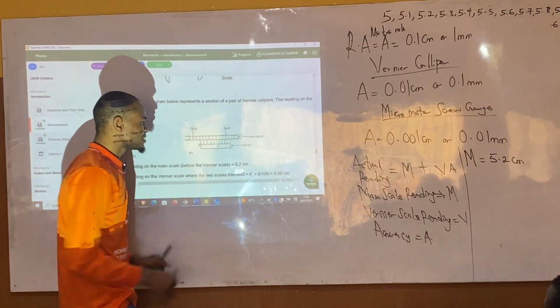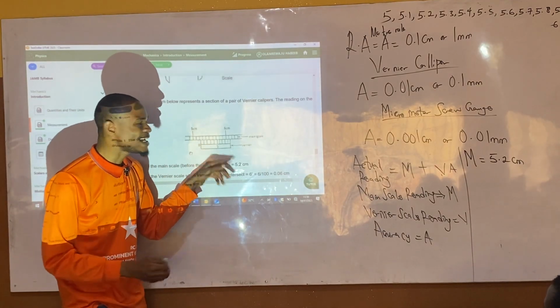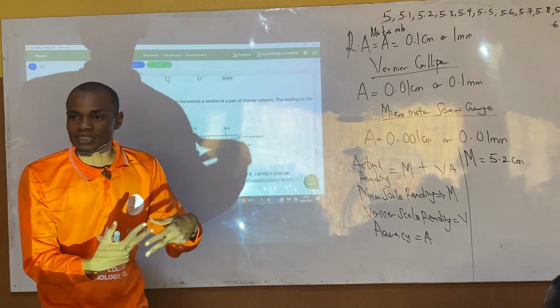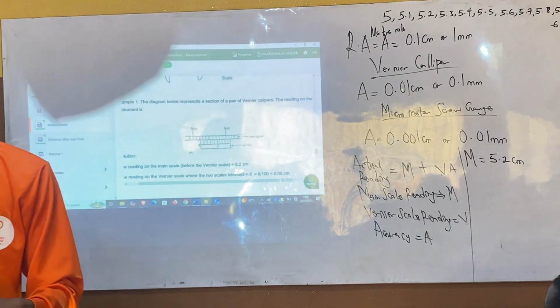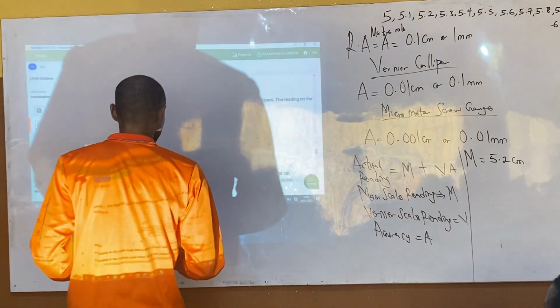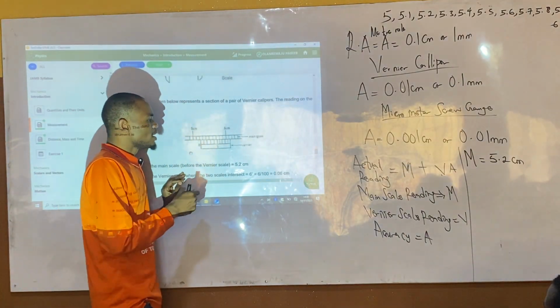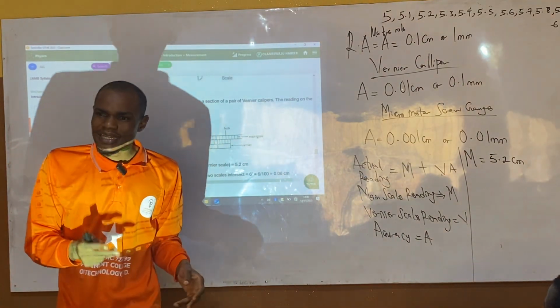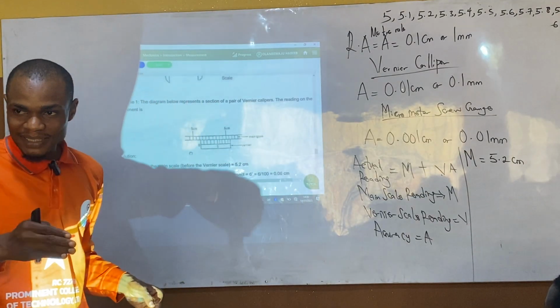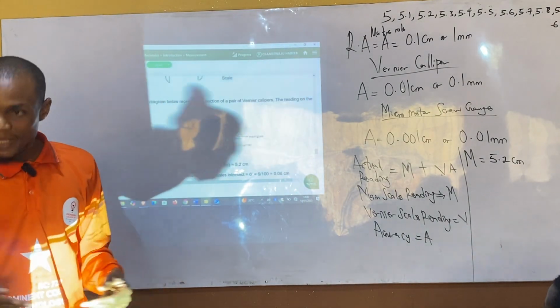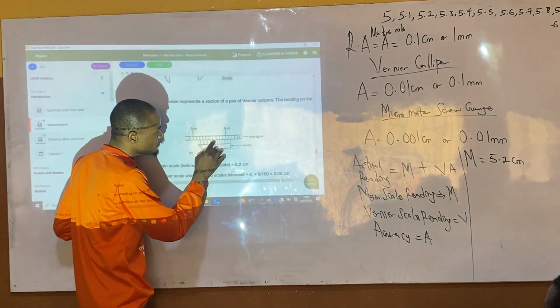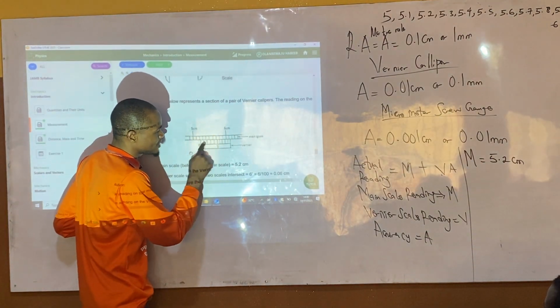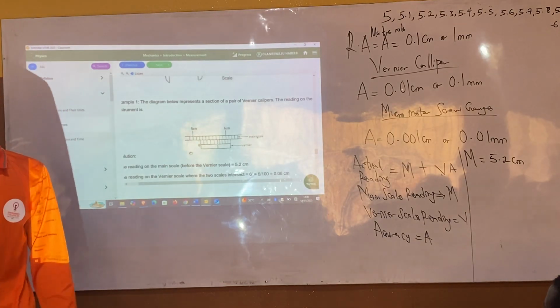I'm not just counting. I will look at where the lines coincide. What's the meaning of coincide? Where the lines meet, where the lines intersect. Let's check a line where the lines of vernier scale coincide with the main scale. Yes, class, check where the line of vernier scale coincides with the line of main scale. Class, check it yourself.